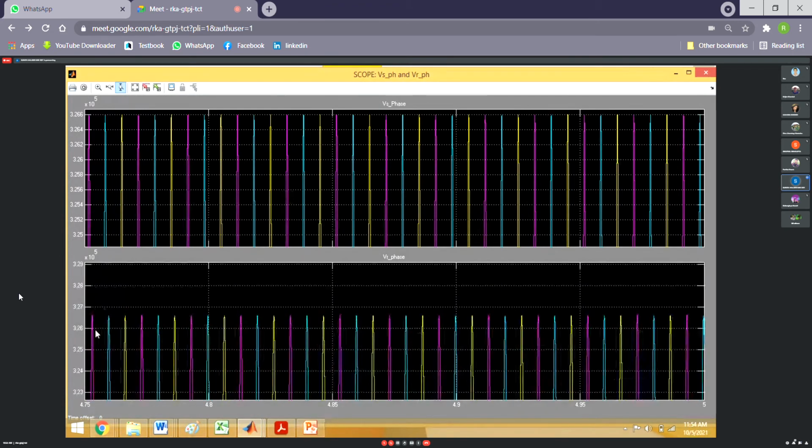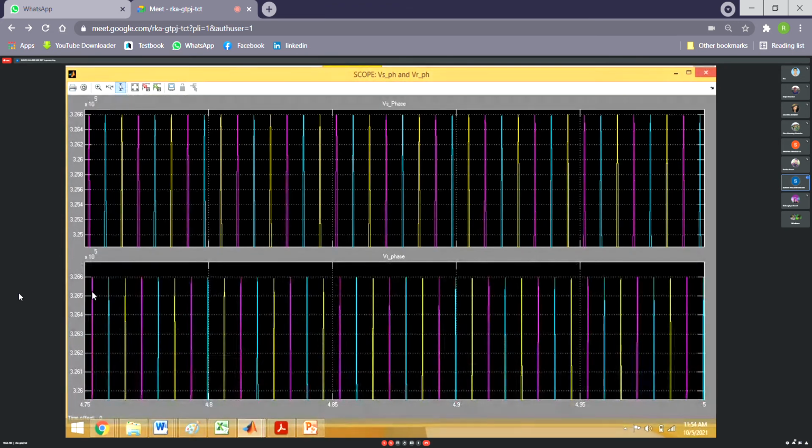Similarly, for sending and receiving end also, you will see the same voltage, 3.266 into 10 to the power 5 volt. What we expect is that if the receiving end is loaded with the surge impedance of the line, then sending end voltage and receiving end voltage will be the same, and we are getting the same. All of you have written the values.